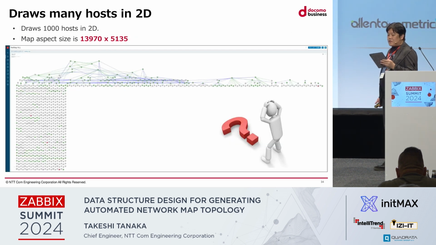It draws some number of hosts in 2D. I was able to draw the network topology, but it would have generated a huge map to show all the hosts in 2D. To display all hosts in 2D generated a gigantic map, this size map. The network structure is difficult to decipher because of the countless overlapping links.